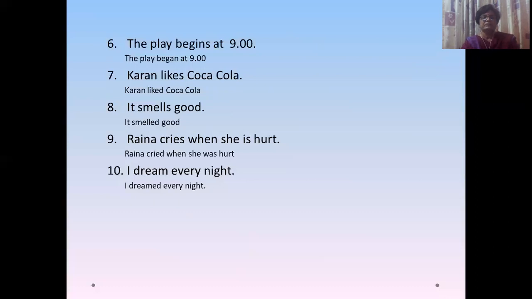Ninth sentence, Rena cries when she's hurt. Here the verb is cries. There are two verbs, cries and is. So Rena cried when she was hurt. Now the last sentence is, I dream every night. Now here the verb is dream. So it will be, I dreamed every night.